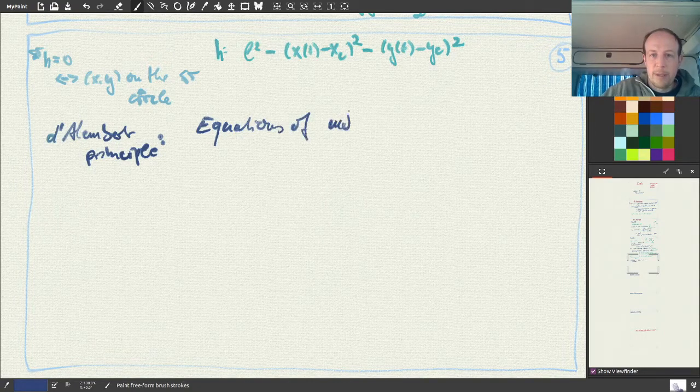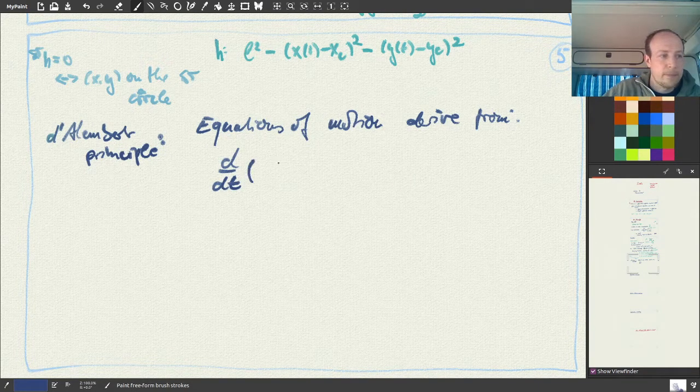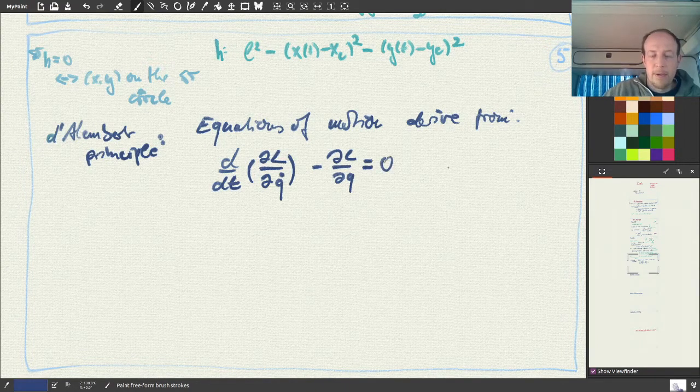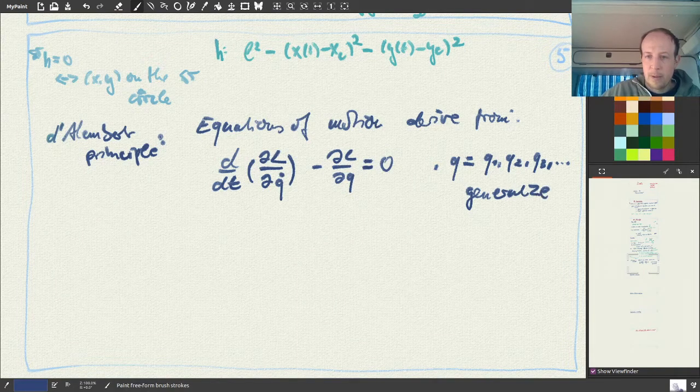Equations of motion derive from these: d by dt of dL by d q dot minus dL by dq is 0, for q being q1, q2, q3, and so on, the generalized coordinates.